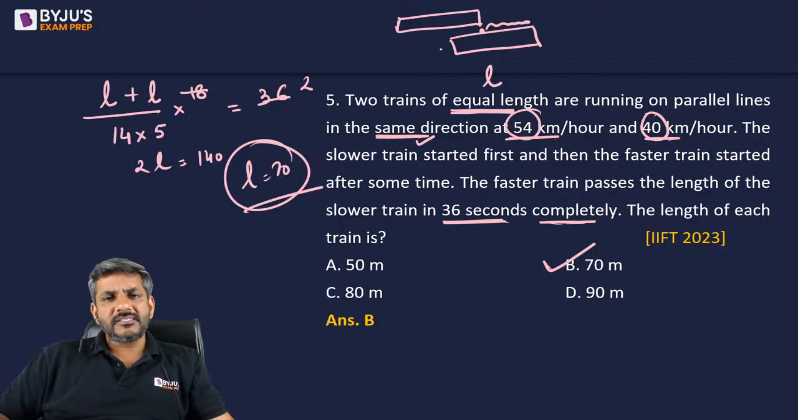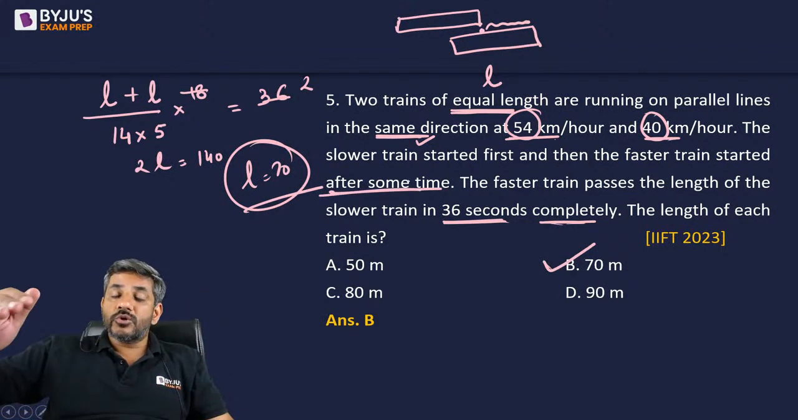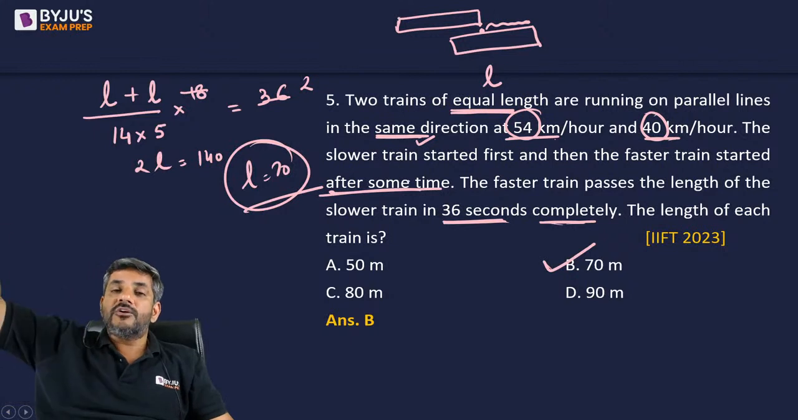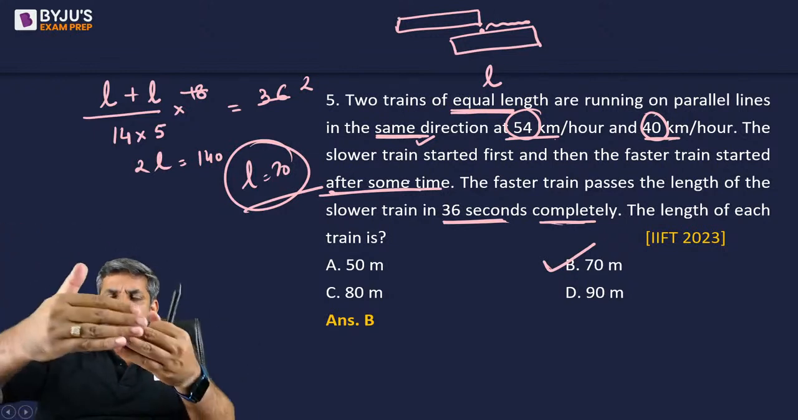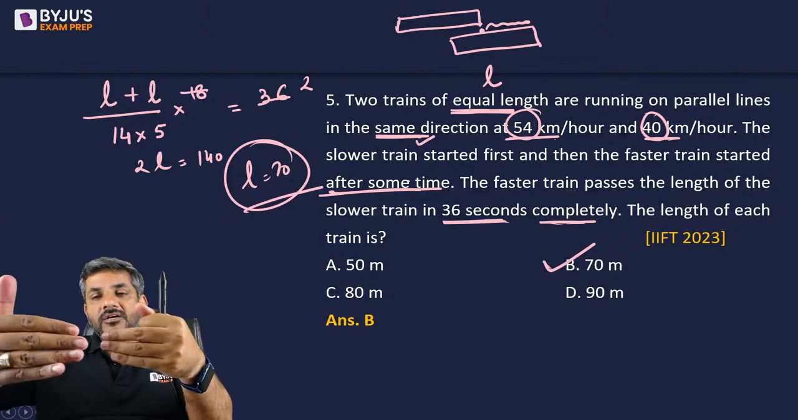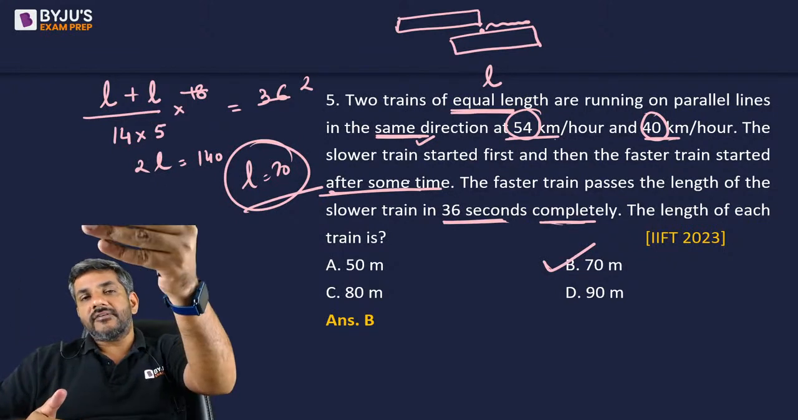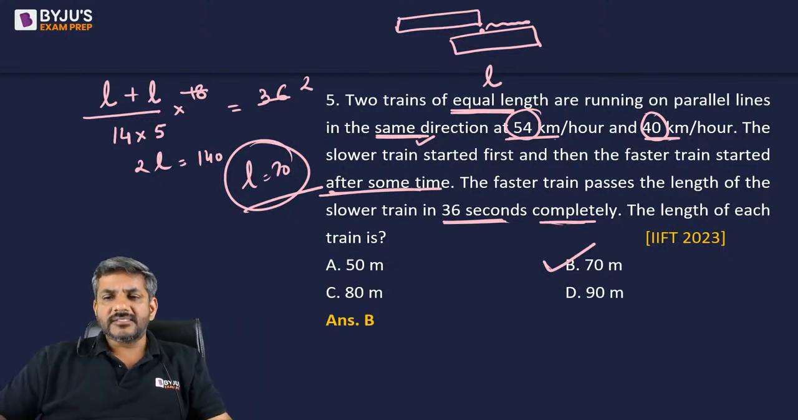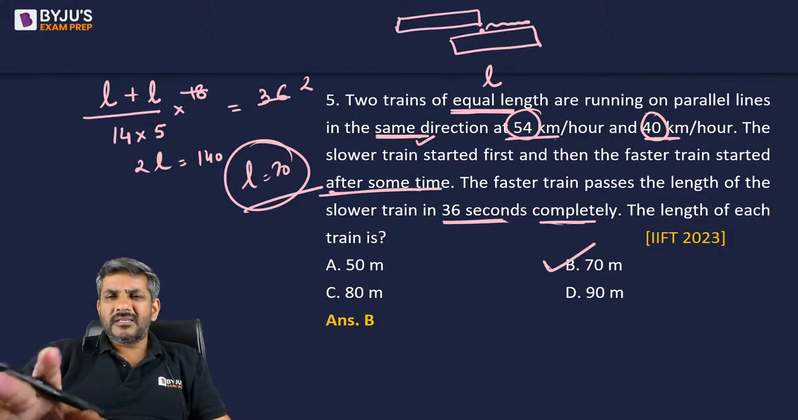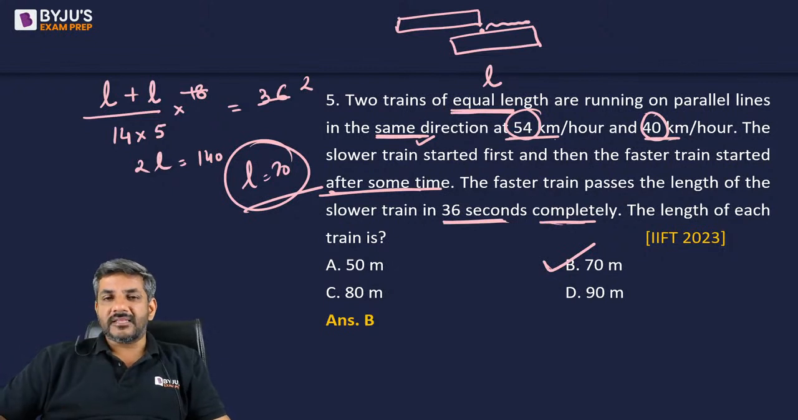Moreover, no option says cannot be determined. So we are assuming that after some time means it started when the slower train had gone far ahead of the faster train. There was a gap between them. Then it caught up and started covering it. It took a total length of 2L to cover it. Otherwise the answer would have been cannot be determined. But these are very common mistakes in many exams.